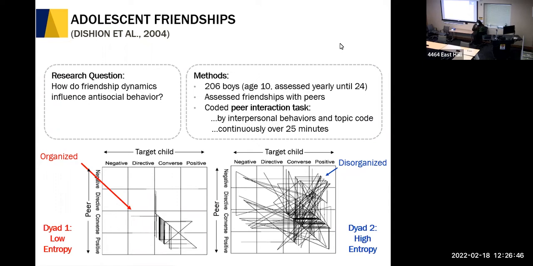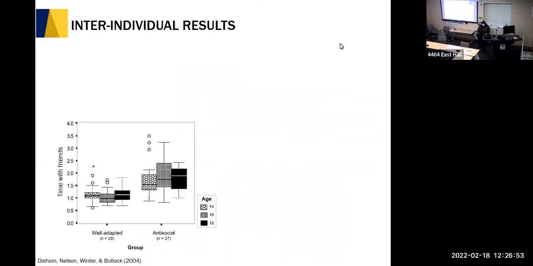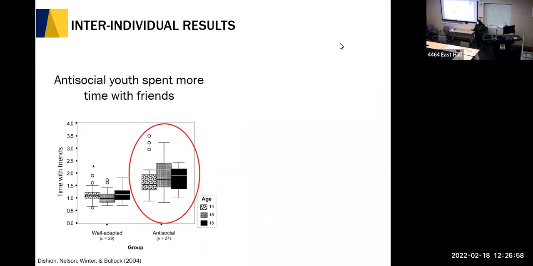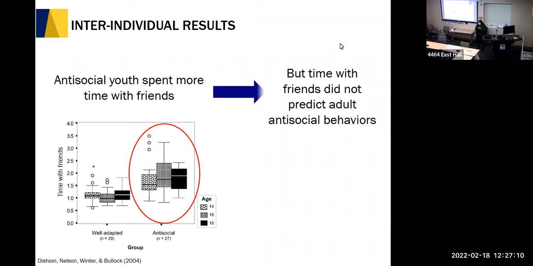So now that we have this sort of more intensively coded data, let me talk to you a little bit about the results. First, to review some inter-individual results, they generally found that antisocial youth, this is not my study, I wish it was, it's great, you should all read it, spent more time with their friends. But then when they looked at their behavior at age 24, time with their friends, whether antisocial or not, did not predict their antisocial behaviors as an adult.